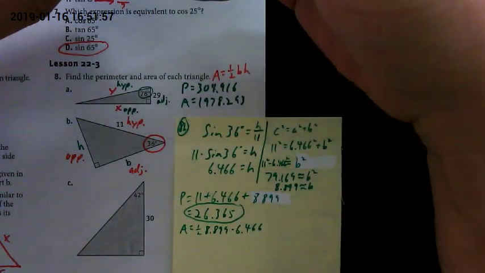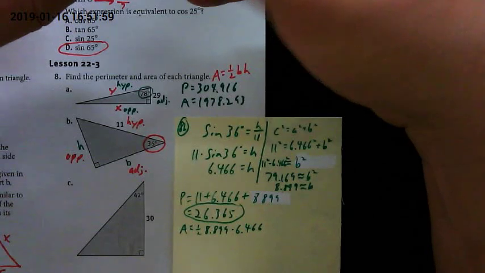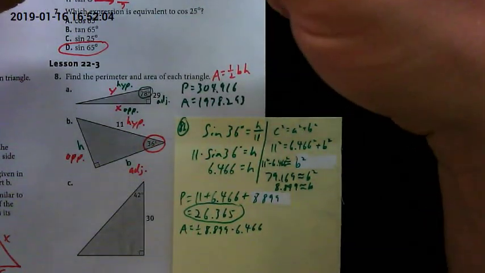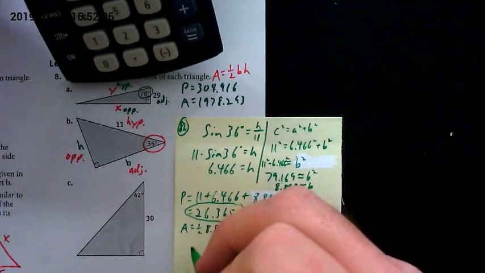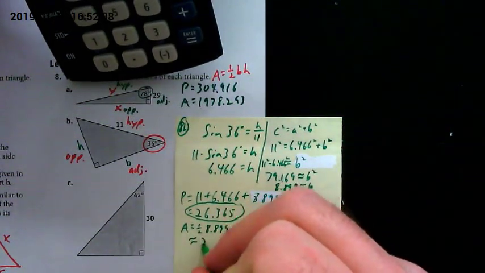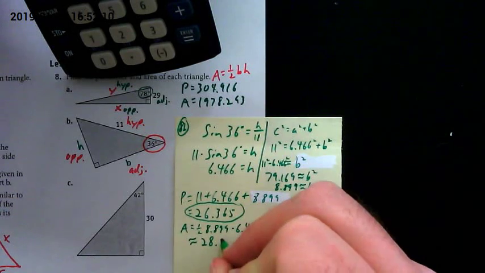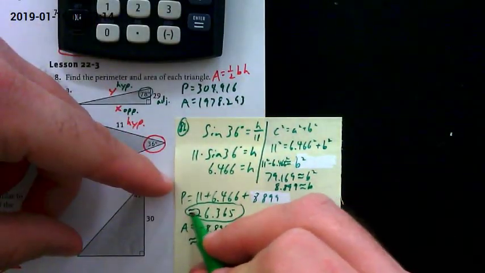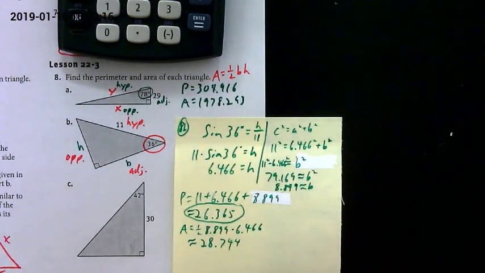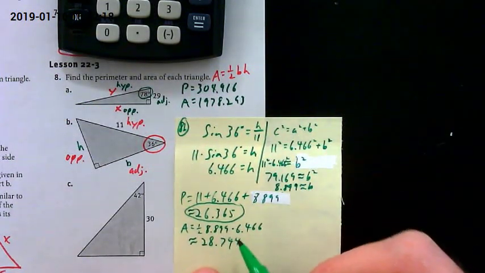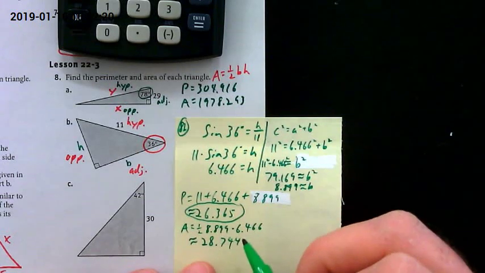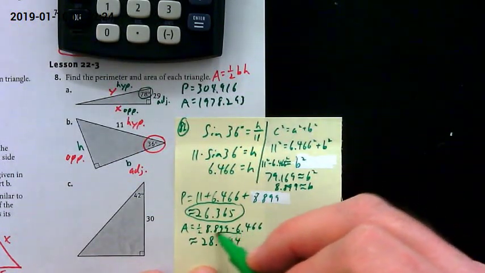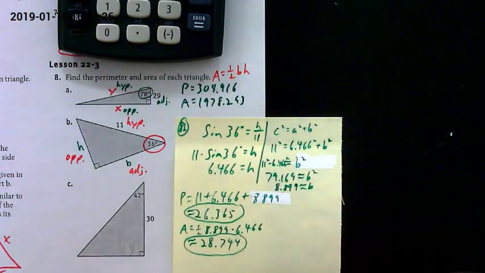So 0.5 times 8.899 times 6.466 is 28.744. That's what I got. Because it's 437, so I rounded up. Is that the area? That's the area.